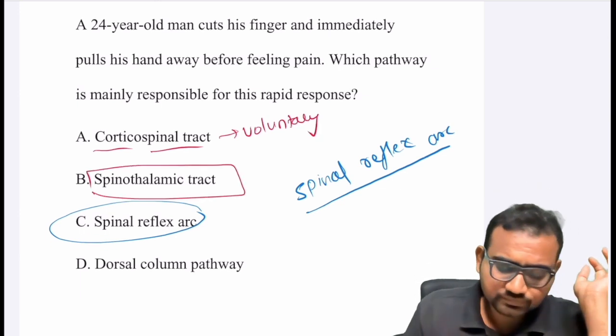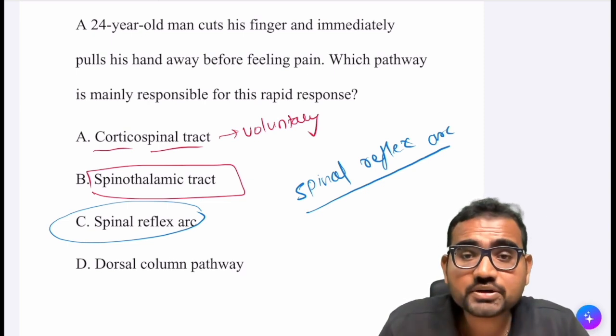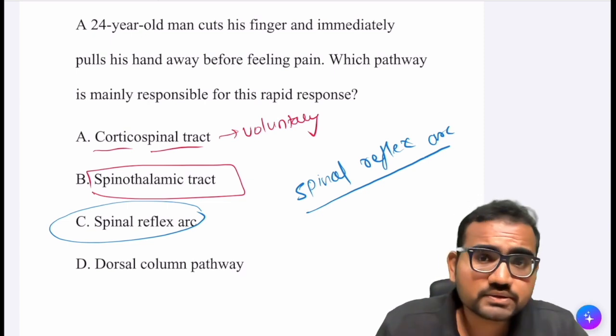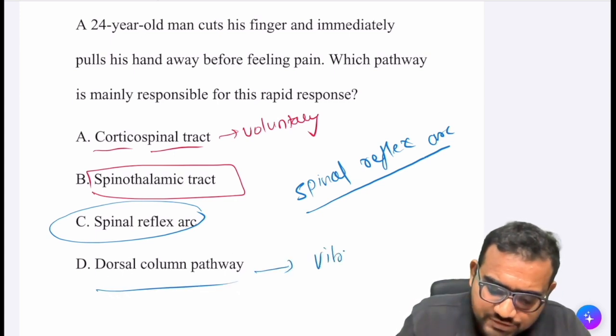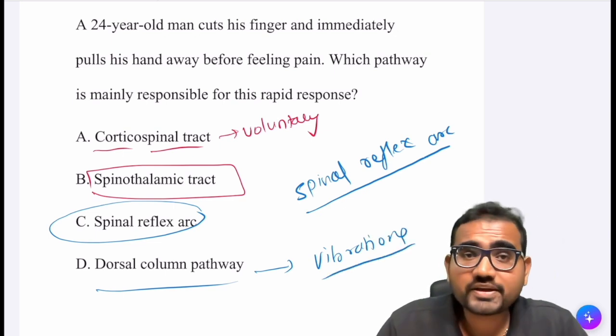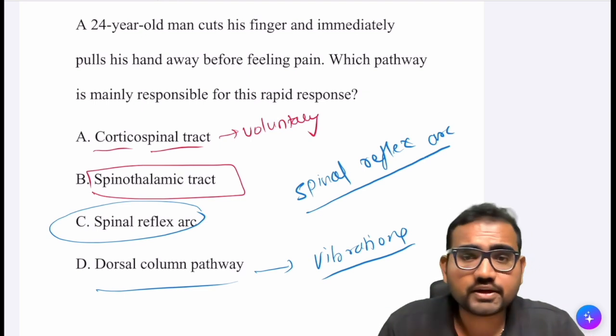Spinothalamic tract. The spinothalamic tract carries pain, temperature and touch to the brain. Okay, and the dorsal column pathway carries what is called vibrations. So this is how the various tracts perceive the sensory information.